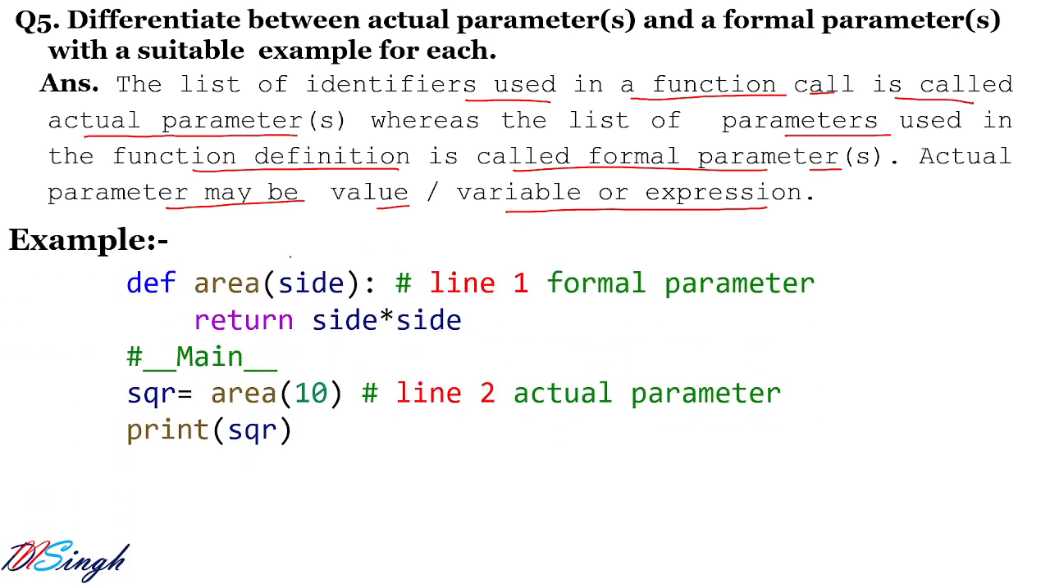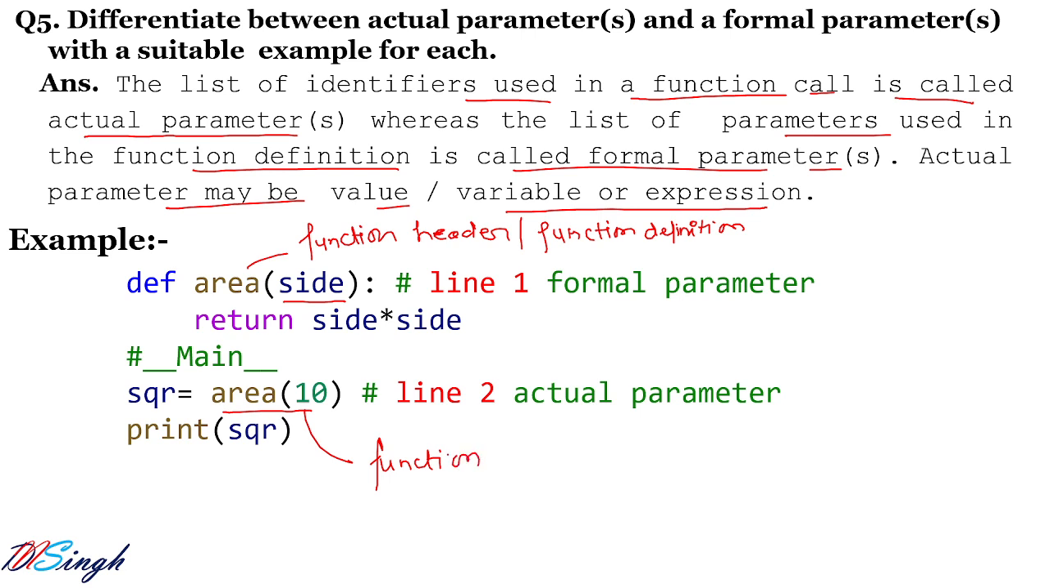Let us see the example. This is the function definition, the function header. This side is called formal parameter, and this is a function call here. Inside the function call, what is that 10? This is called the actual parameter. Sometimes they are also called arguments.